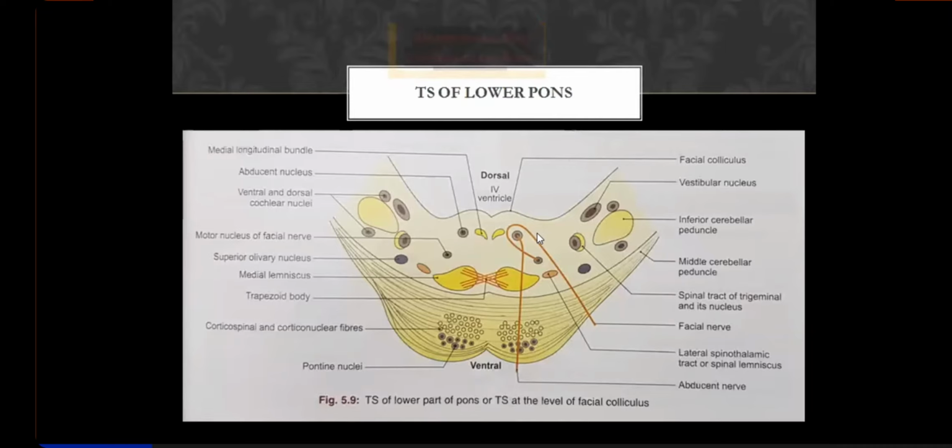And they actually relay in the nucleus gracilis and nucleus cuneatus, forming an internal arcuate band. And there it was decussating and reaching the opposite side. So after decussating, these second order neurons ascend up along with the medial lemniscus to relay in the thalamus.